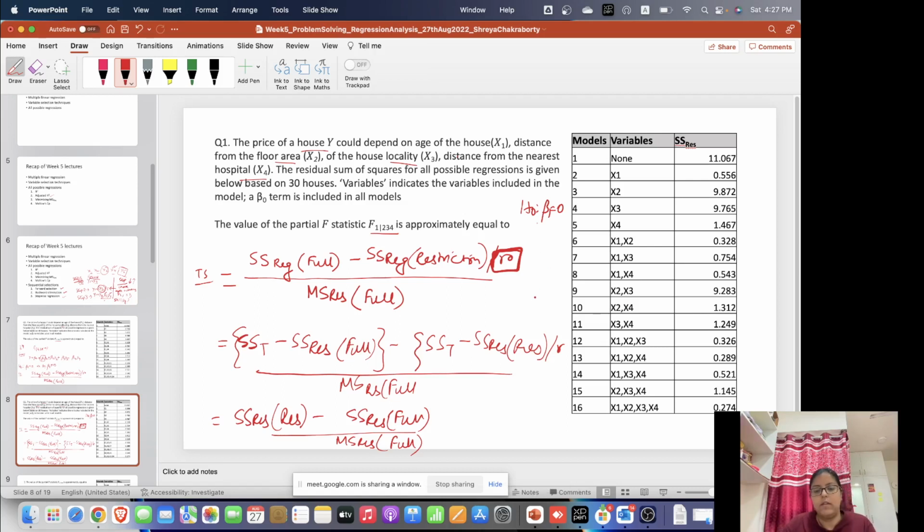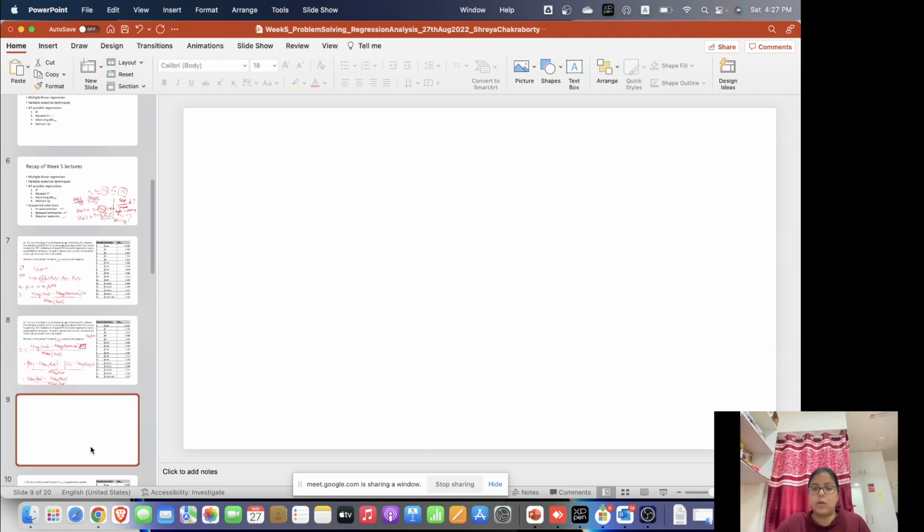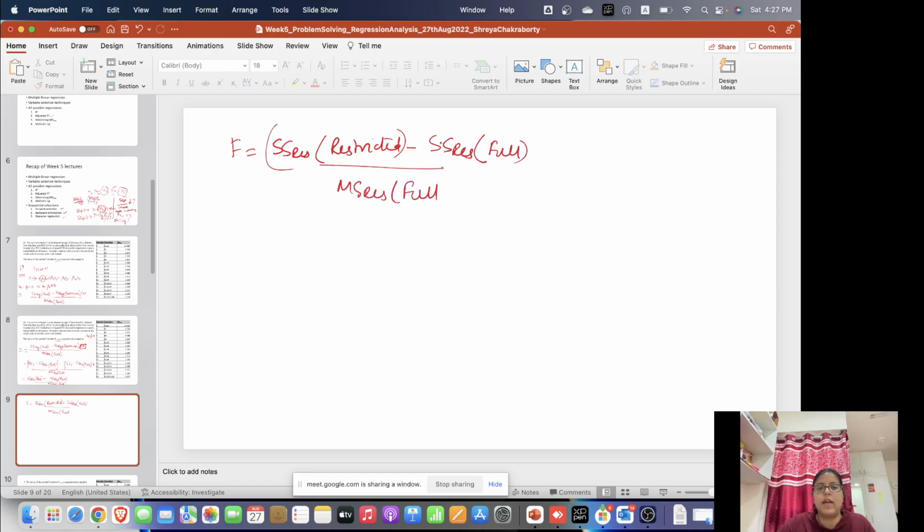So our F statistic would be the sum of squares due to residuals from the restricted model minus the sum of squares due to residuals from the full model, divided by MS residuals of the full model, and since R is 1, we can write it like this. We were taking the hypothesis beta 1 not equal to 0. So this is my restriction. Here we have 1 restriction.